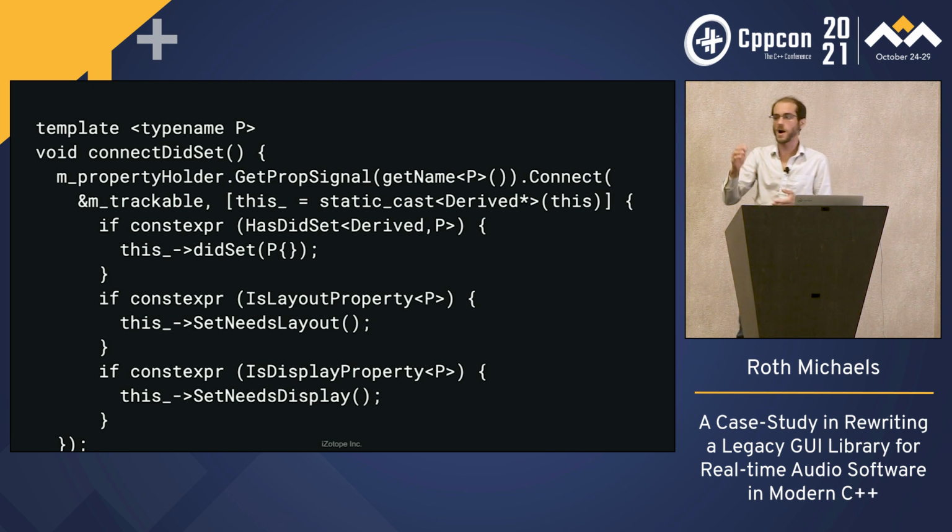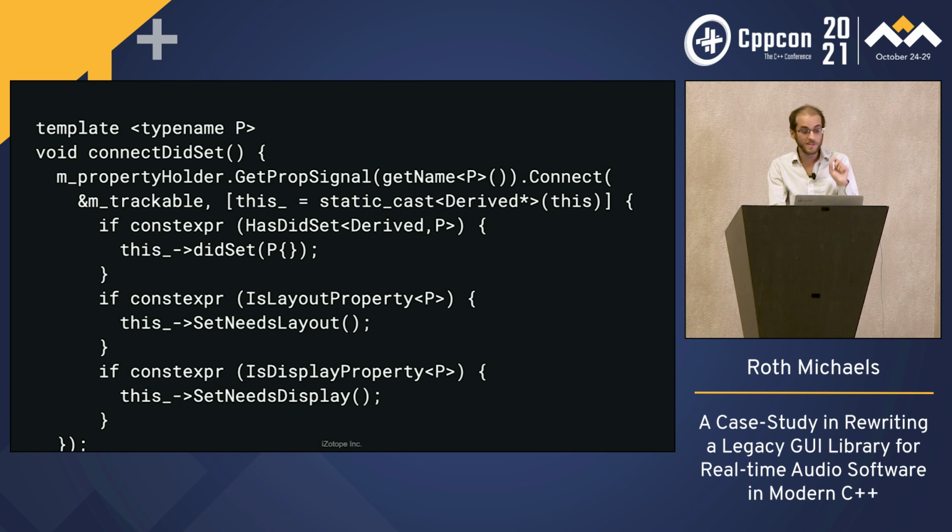What if you want to use these properties on something that isn't a glass view, but you have some other object that doesn't have a set needs display or set needs layout? You could again have a has set needs display that works the same way as our has did set, and so you would only call set needs display if P is a display property and this actually has a set needs display. I couldn't figure out a way to make it look nicely on the slides, but you can do that.